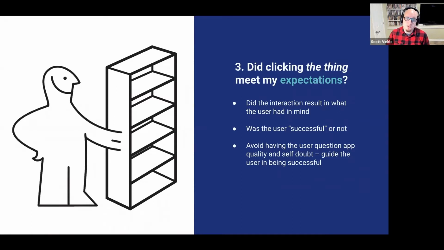All right. Being able to meet the user's expectations is very important in helping the user feel successful. Without this feeling of being successful, self-doubt inevitably sinks in. So the user may start to question the quality of the app they're using, or blame themselves for not understanding how to use the app. Neither case is desirable. So what we want to do is help guide our users to success and feel comfortable and confident when using our apps.